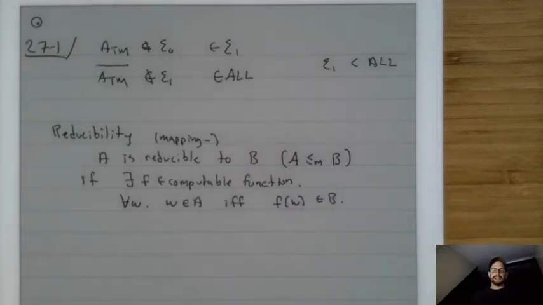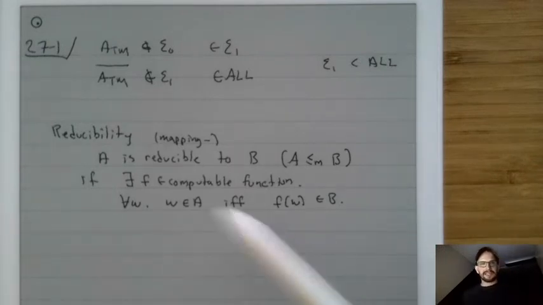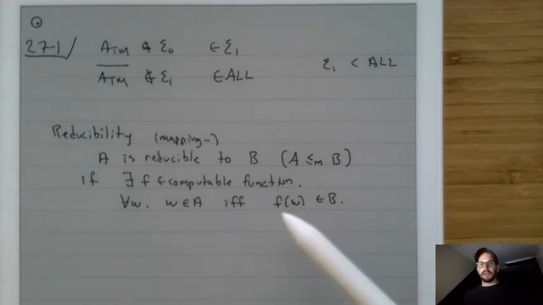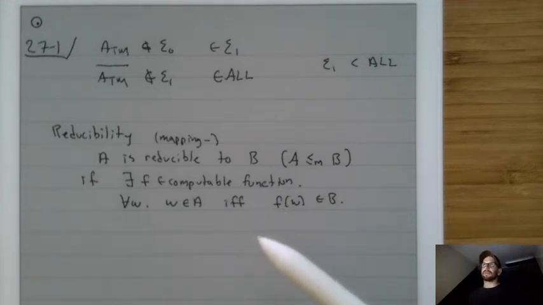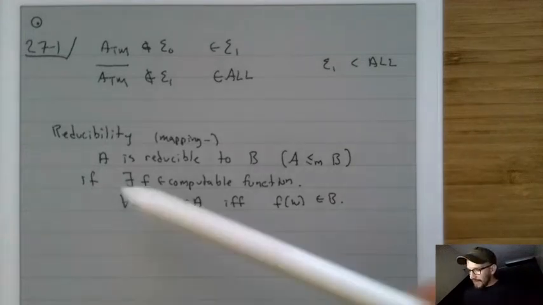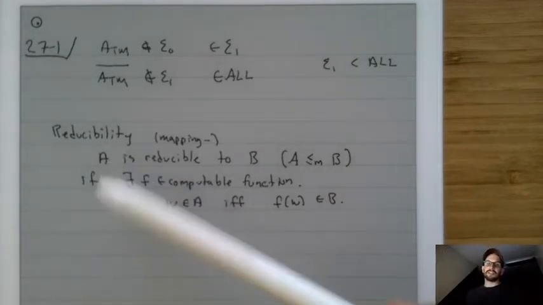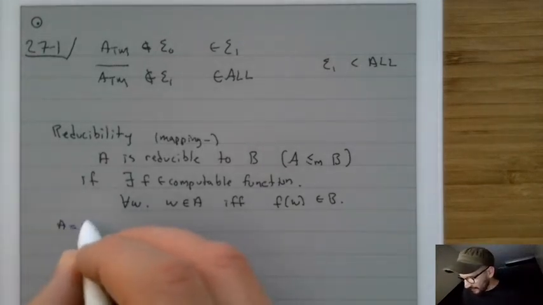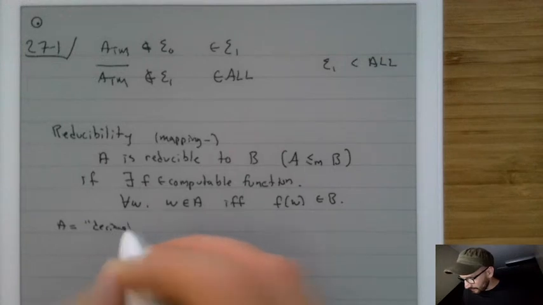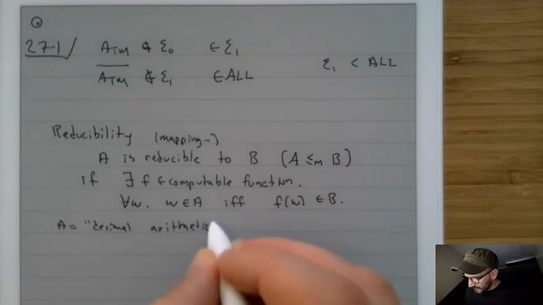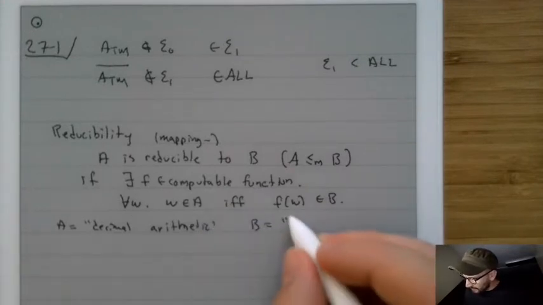So what's the idea behind this? The idea is that A is some problem that we would like to solve. It's some program that we want to run. And what f does is it takes that program, that problem, and compiles it into another form that we then solve with B. So here's an example. Imagine that we want to be able to solve decimal arithmetic, and that is A. So A would be decimal arithmetic. B would be something like binary arithmetic.